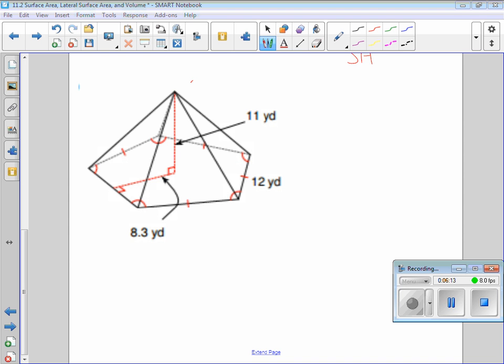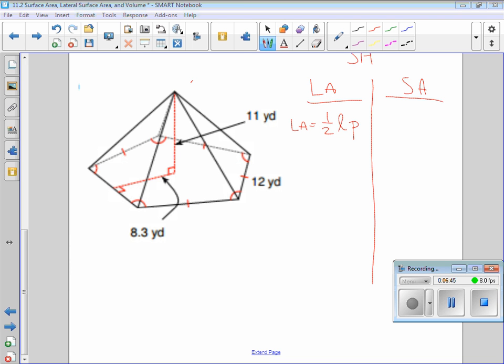Look on your formula sheet and see which formula you would use on this. Now, the main thing is this is a pyramid. So let's look at finding the lateral area and the surface area for each piece, or for the shape. According to our formula sheet, to find the lateral surface area of a pyramid, the lateral area is 1/2 LP.